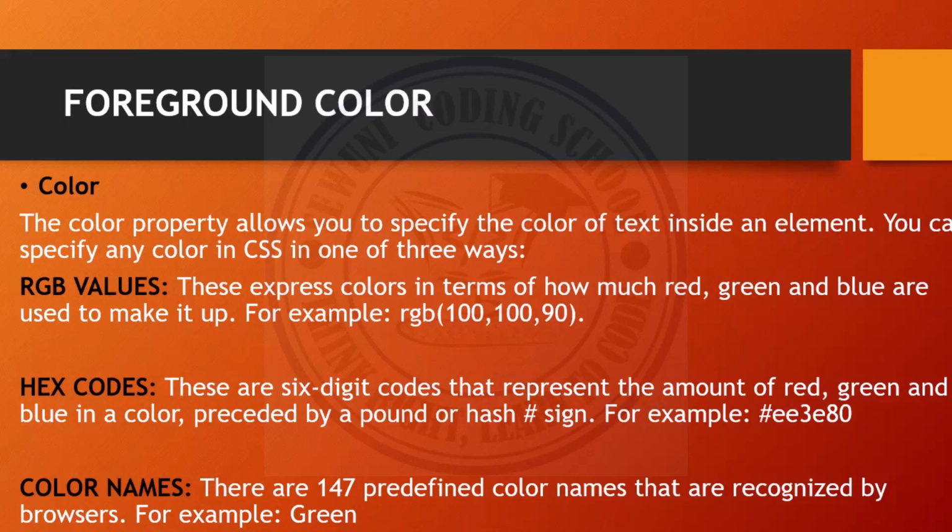We can also specify a color, which is the third way of specifying, by using the original color name. There are about 147 predefined color names that are recognized by browsers. For example, green, red, cyan, dark cyan, blue, black. You see, there are colors that are specified: 147 different colors.